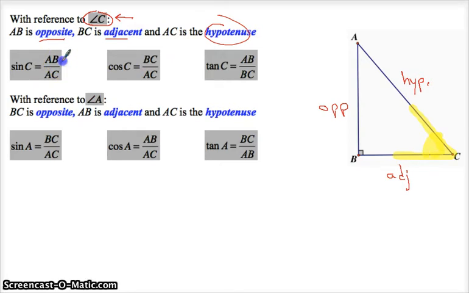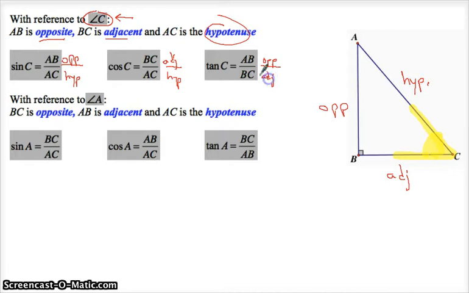This one, I'm going to put right in here. What is AB? Oh, AB is the opposite, isn't it? And side AC is the hypotenuse. I'm going to write these in. The cosine of C is BC, the adjacent side, over AC, the hypotenuse. In the tangent, AB would be the opposite side, and BC is the adjacent side.